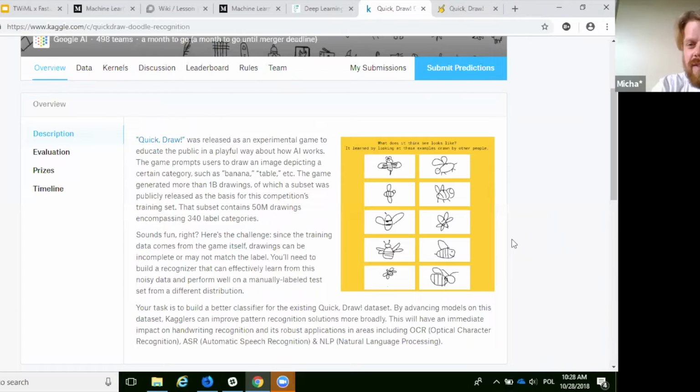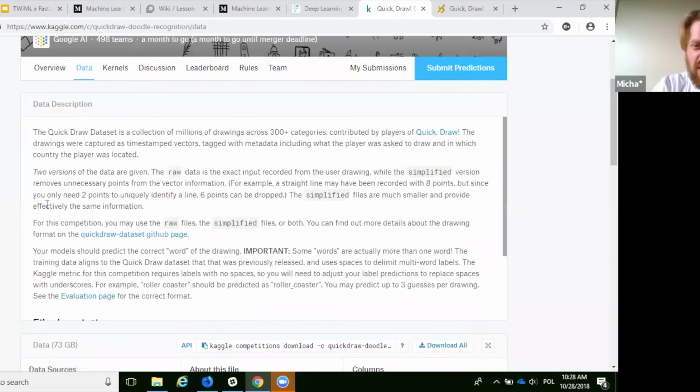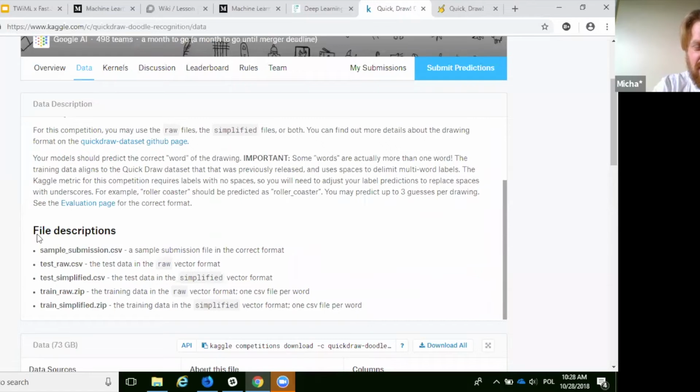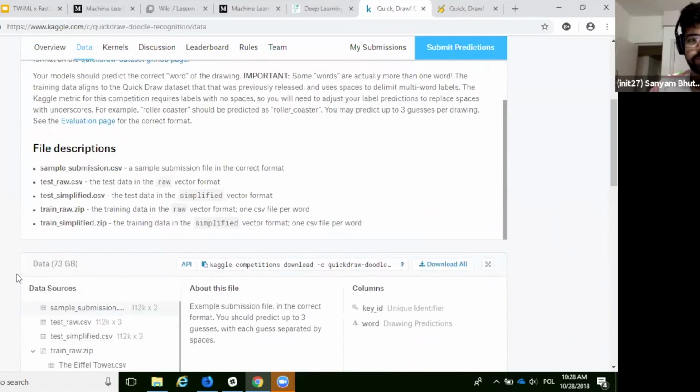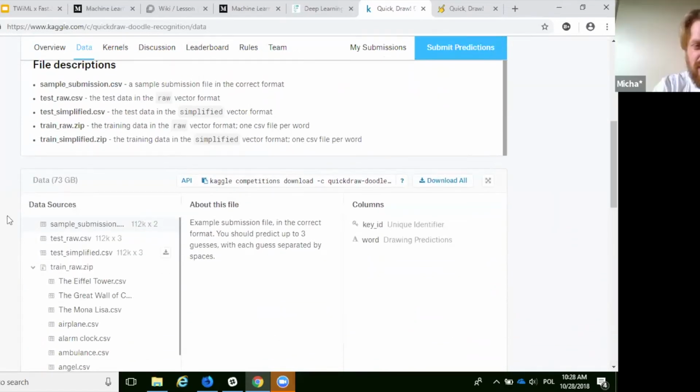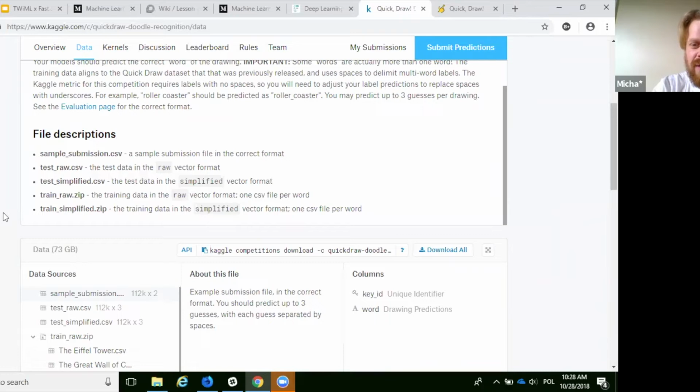Nice. Yeah, indeed, because the data they give you is not pictures as such. The data they give you is just a CSV file. Yeah, it's CSV files with numbers. So you could use RNNs. I agree. Yeah, it's a nice one.